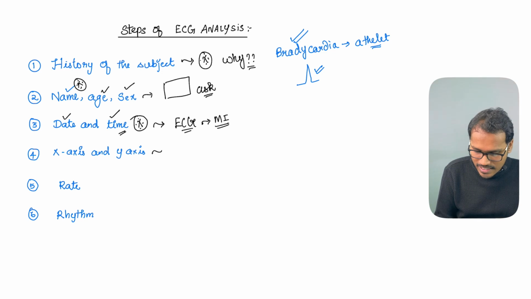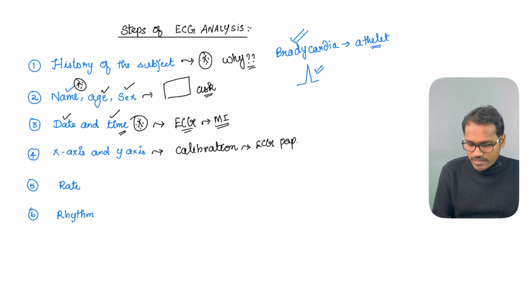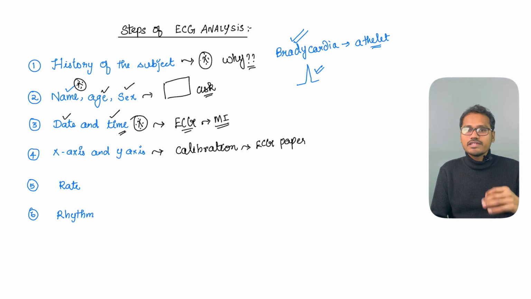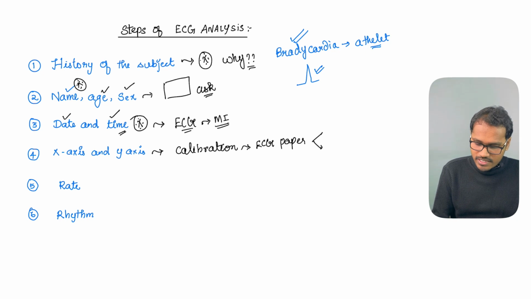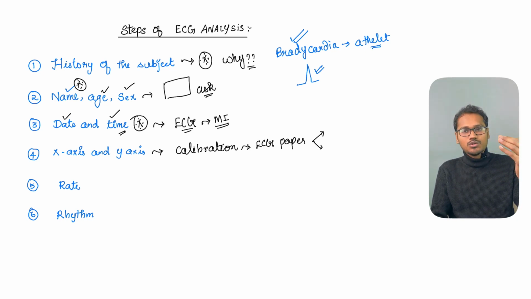The next thing is to analyze the x-axis and y-axis. In the previous video itself, I have taught you about the calibration. What is the calibration? This is nothing but our ECG paper setting. So whatever the x-axis and y-axis, the calibration that we have given is important. The standard setting, which I have already discussed in the previous video, kindly go through it if you have not done it.